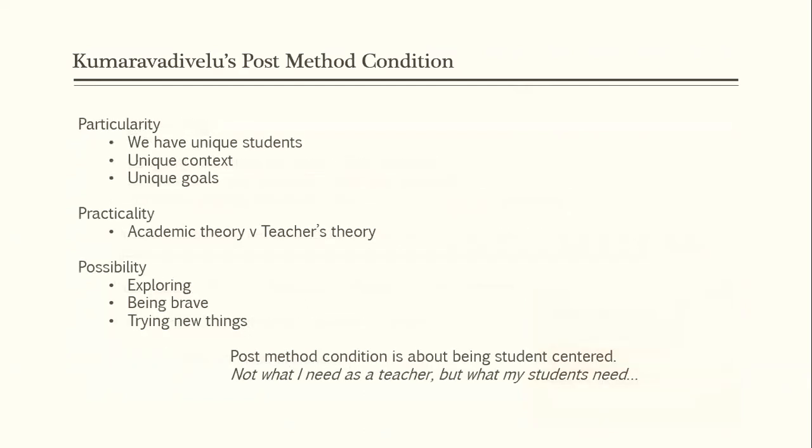And in the post method condition, there are three things that we really must consider. We must consider particularity, that we have unique students. In particularity, there's unique context because we have unique students, and these students have unique goals. We also must consider practicality, that there's academic theory versus teaching theory.